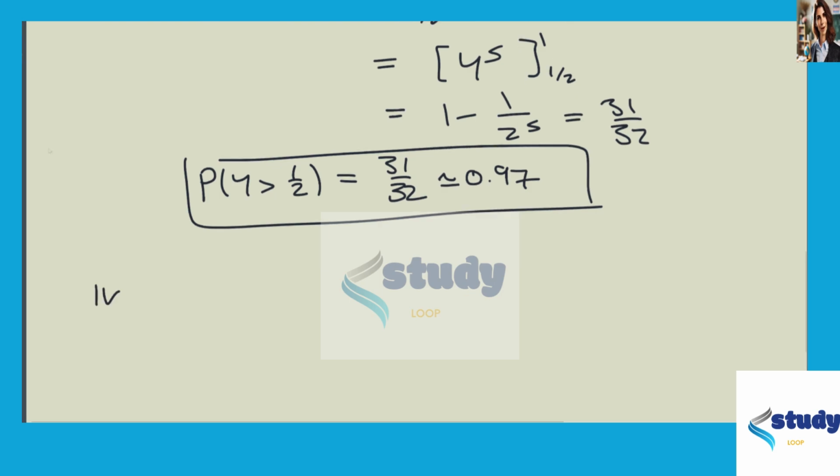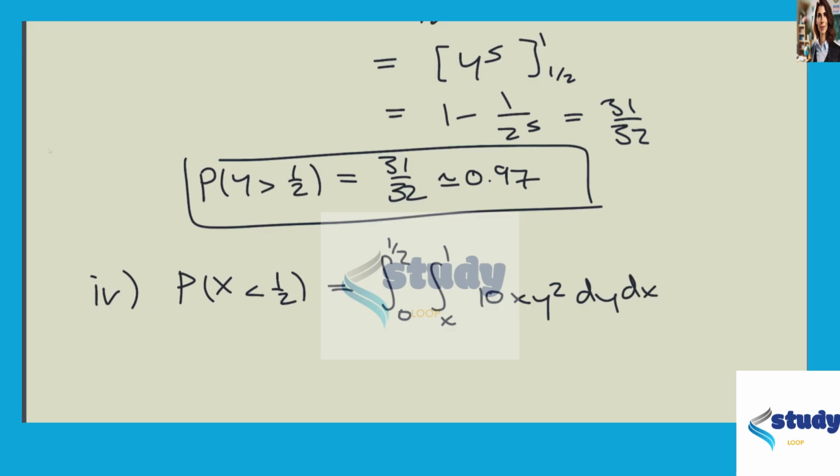And now part 4, what's the probability that x is less than a half? Well, now we can exchange the order of integration. Instead of integrating x first, we can integrate y first. Then x can go between 0 and a half, and y has to be bigger than x. So y can go from x to 1. And then our integrand is again 10xy squared, and we're integrating y first, then x.